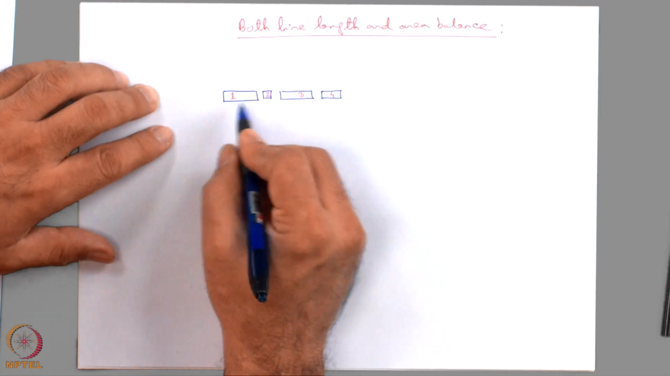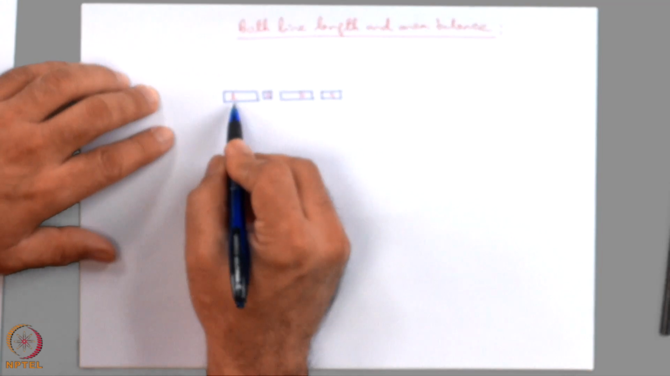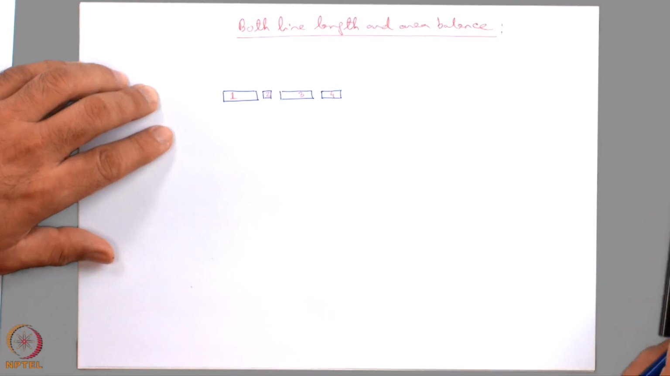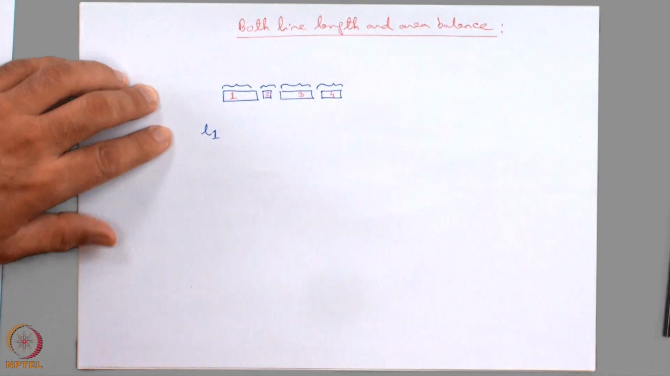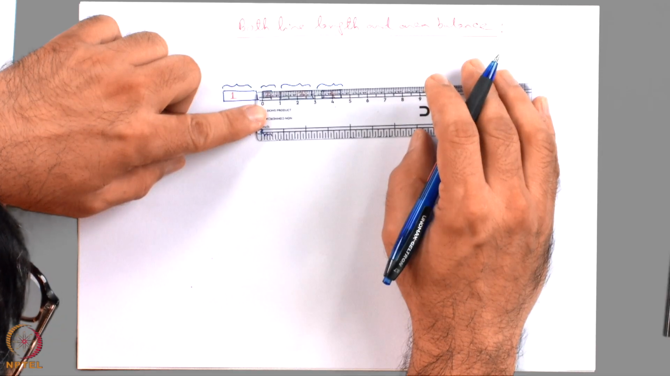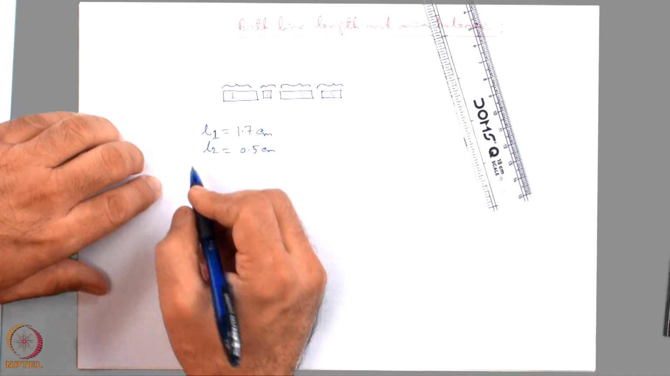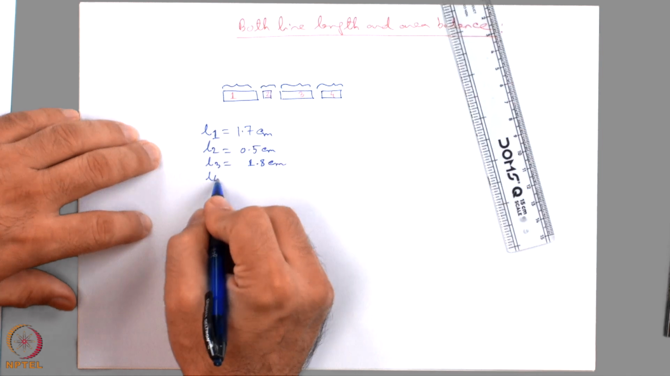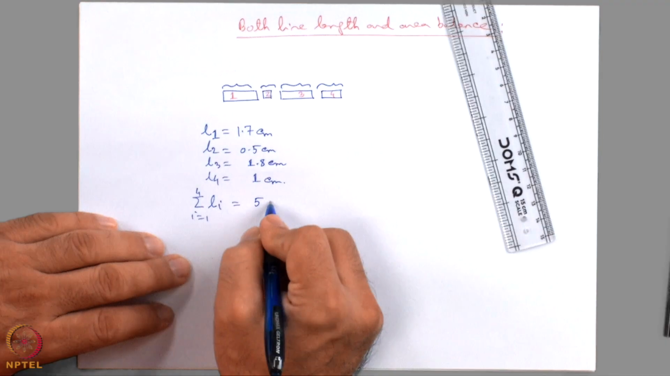Consider boudins 1, 2, 3 and 4 and they are the rectangular boudins. I have intentionally not drawn the perfect rectangular shape because that is a natural situation. Suppose we want to restore it, what to do? I will measure each of these lengths. L1 is equal to 1.7 centimeter, L2 is equal to 0.5 centimeter, L3 is equal to 1.8 centimeter and L4 is equal to 1 centimeter almost. Therefore, the sum of these lengths is 5 centimeter.